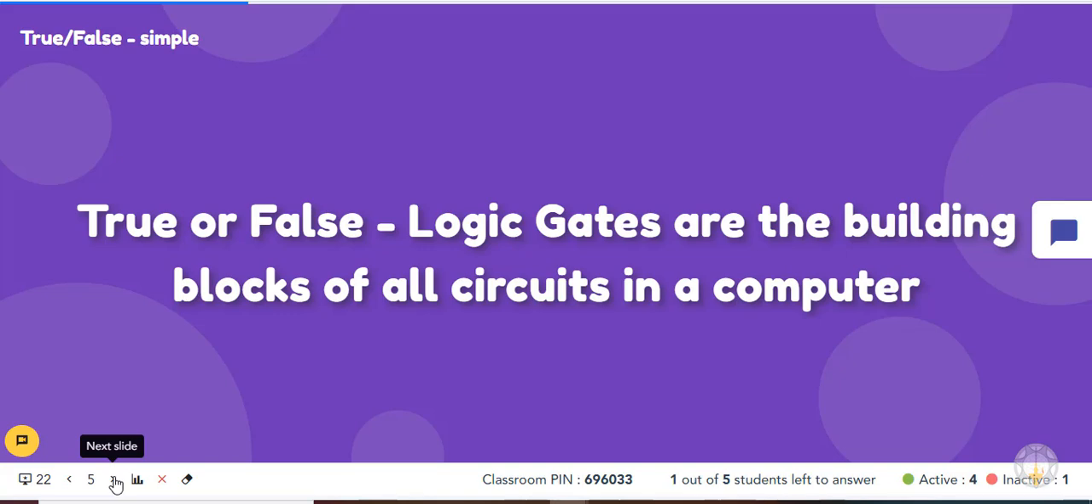Since here you can see 1 student is inactive, that's why maybe 1 out of 5 students will be left for the answer. So 4 students have already given the answer. We will wait for a while for the answer. Here the classroom pin is also mentioned, so that if anyone wants to join later, we can tell them the classroom pin after starting a classroom as well.